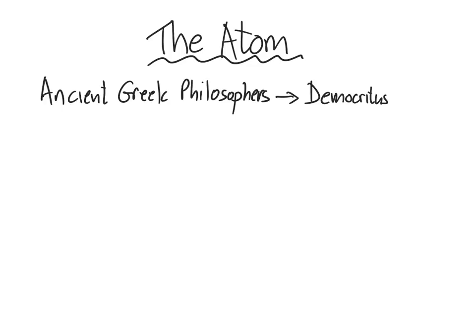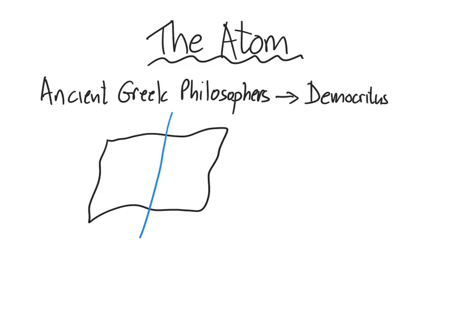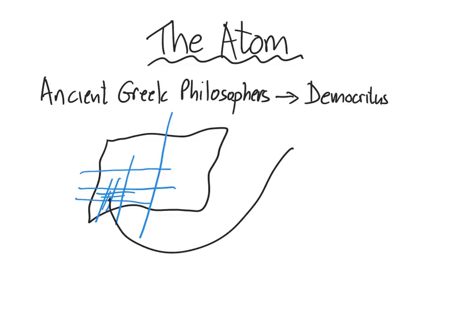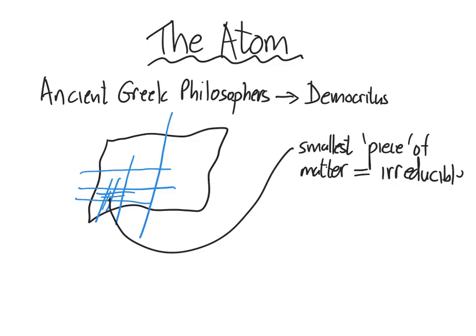And Democritus came up with the idea that if you took a piece of paper, or any piece of matter, and you halved it, and then you halved that again, and you halved a piece of that again, and you kept on halving, and you kept on doing this, that eventually one would get to a point where there would be the smallest piece of matter which was irreducible. In other words, it could no longer be divided.